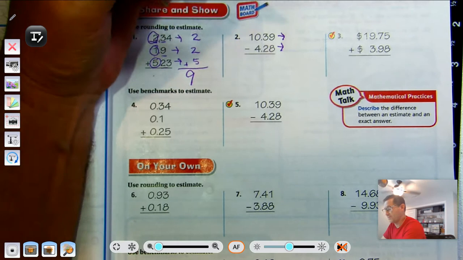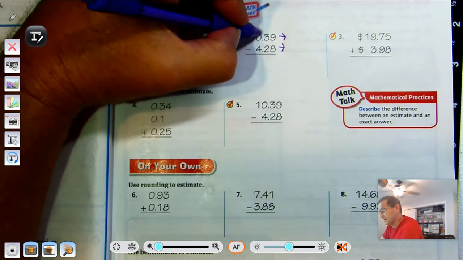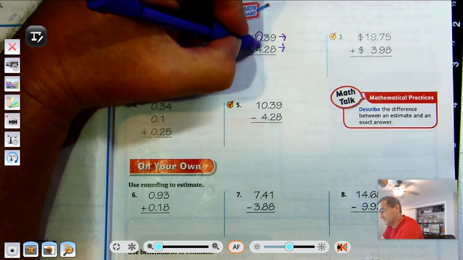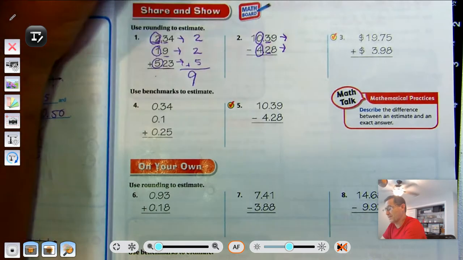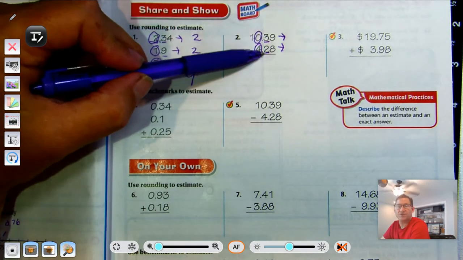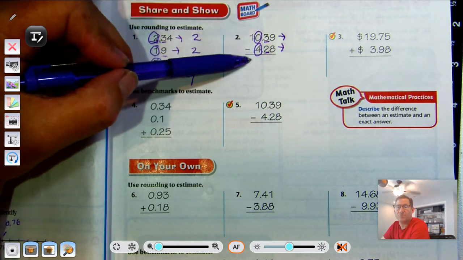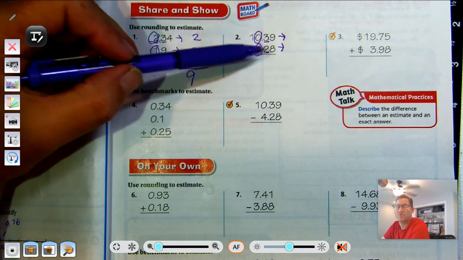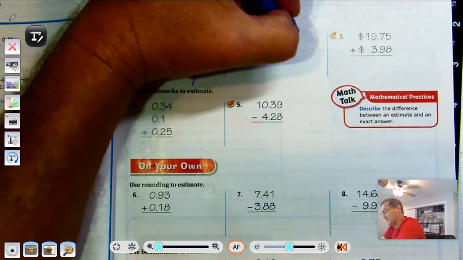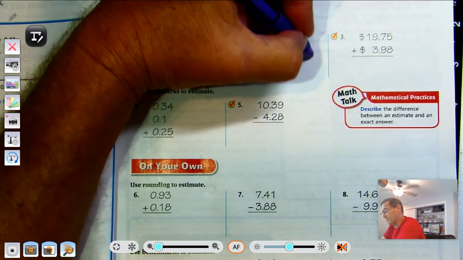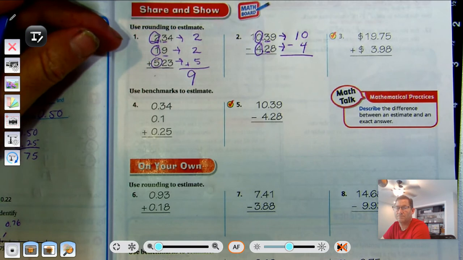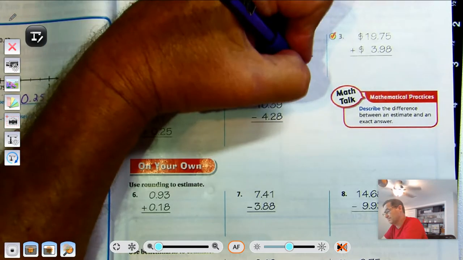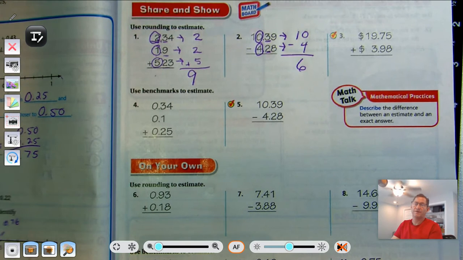Ten and 39 hundredths. Let's round to the ones again. Both the digits to the right of the place value we want to round to are less than 5, so we're going to round down on both of them. So 10 take away 4. Well, what's 10 take away 4? 6. Okay, number 3.